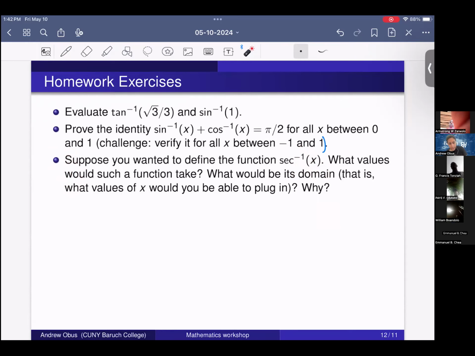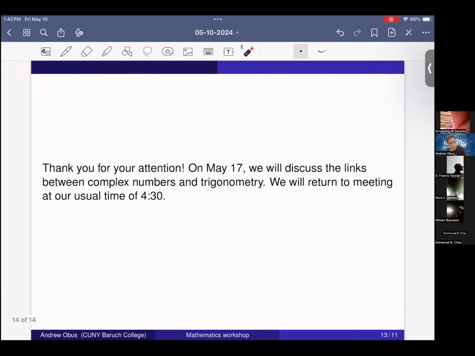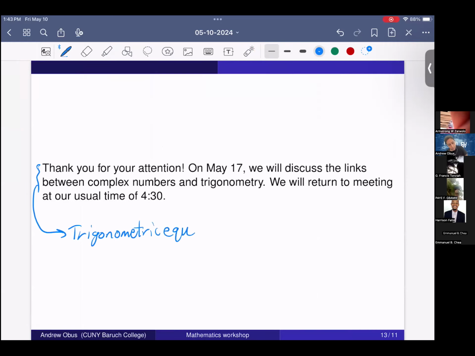For next week, we're going to discuss links between complex numbers and trigonometry. We're meeting at our usual time of 4:30. We'll also do some trigonometric equations, so we probably won't have that much time for complex numbers. We'll do that more the next week. So we'll do trigonometric equations and the links between complex numbers and trigonometry. Thank you as always for your attention, and if there are any last questions, I can take them now.